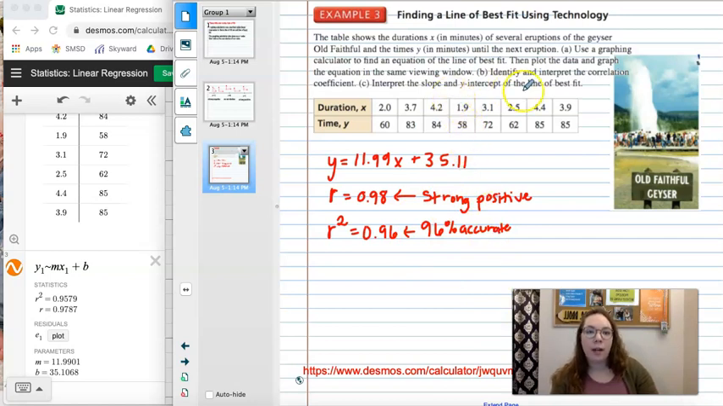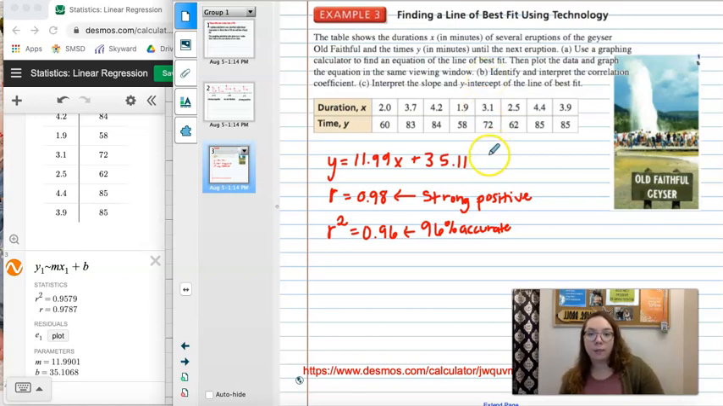Interpret the slope and y-intercept of the line of fit. So remember we talked about slope is y over x. So this would be time between eruptions over duration. So we would say there's about 12 minutes between eruptions for every 1 minute of duration of eruptions. And then y-intercept would be whatever the 0 is.